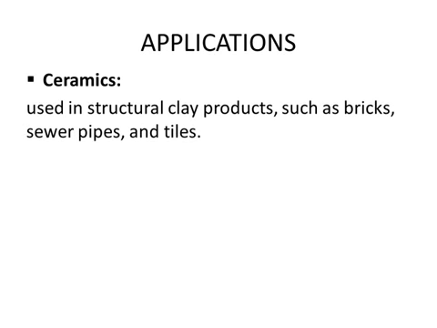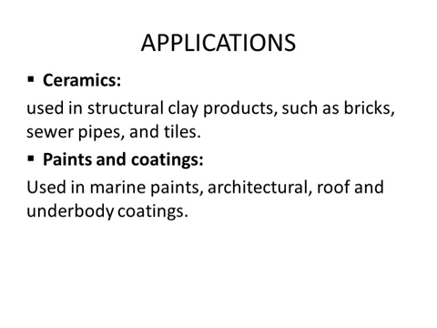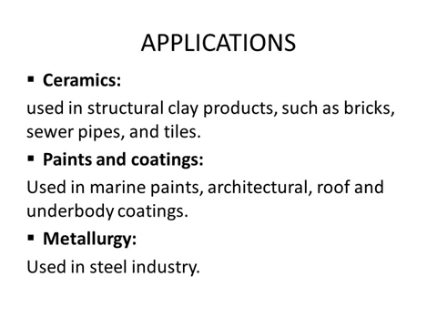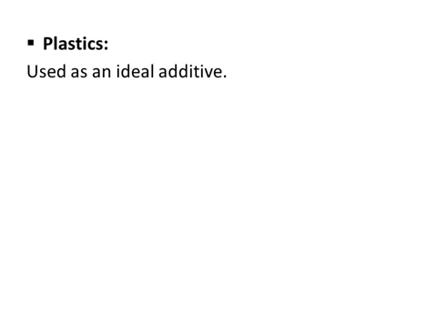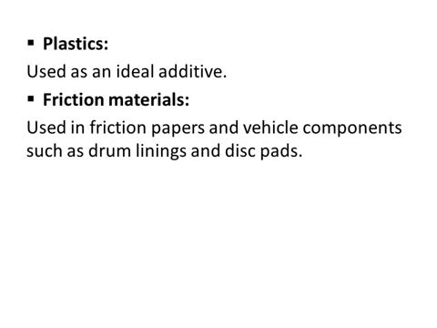The applications of wollastonite are: in the ceramic industries, it is used in structural clay products such as bricks, sewer pipes and tiles. In paints and coatings, it is used in marine paints, architectural, roof as well as underbody coatings. In the metallurgical industries, it is mainly used for steel making processes. In the plastics industries, it is used as an ideal additive. In friction materials, wollastonite is used in frictional papers and vehicle components such as drum linings and disc pads.